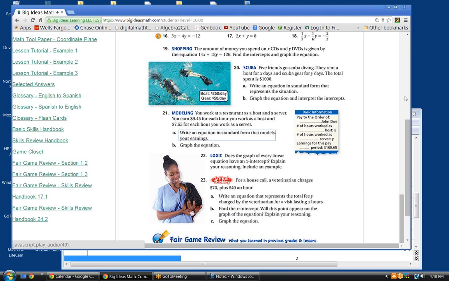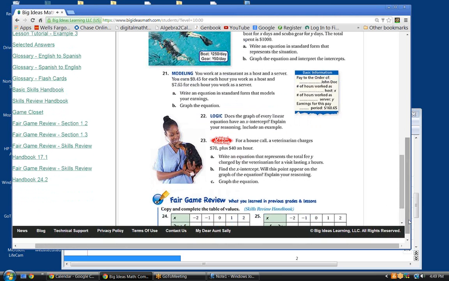Five friends go scuba diving. They rent a boat for x days and scuba gear for y days. The total spent is $1,000. You can't turn it off until it's done saying the equation. That's kind of weird. If you click on it, it starts playing. Oh, I must have accidentally clicked on it. I thought I just passed the cursor over it, but all right.